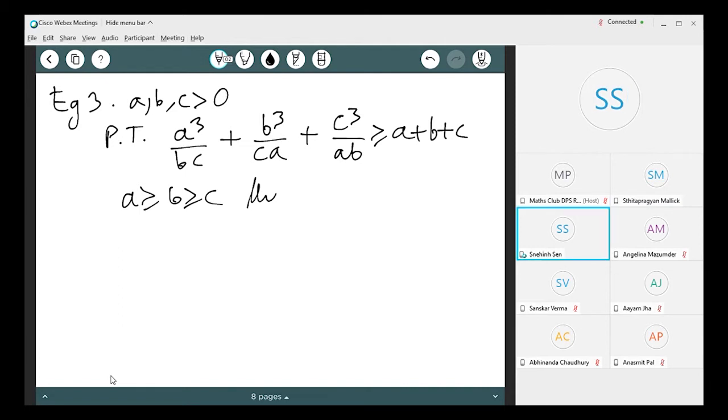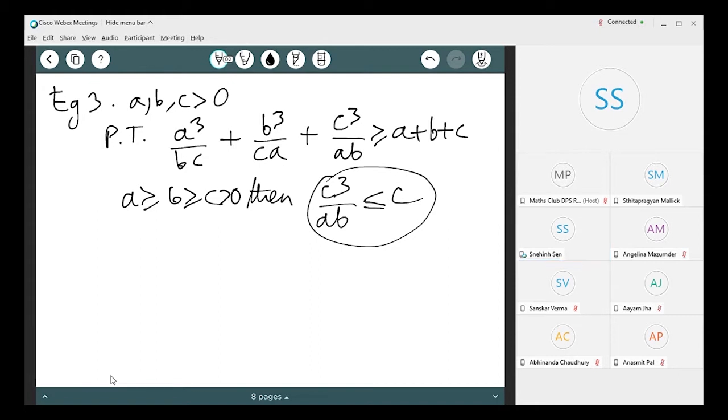So you mean to say C cube by AB is greater than or equal to C. Just check, is it right? What you said? It's the opposite inequality. This is what I was saying. This is true, not the greater than or equal to which you said. And you're taking the sum of two reverse inequalities. That's not something good.